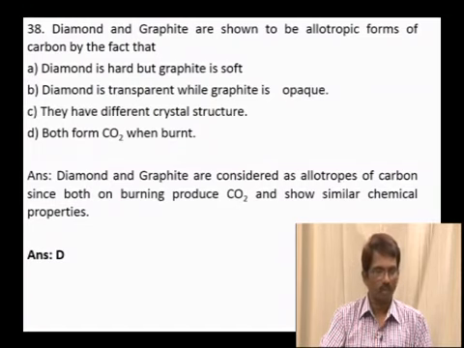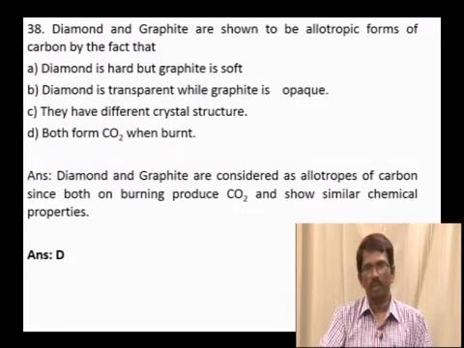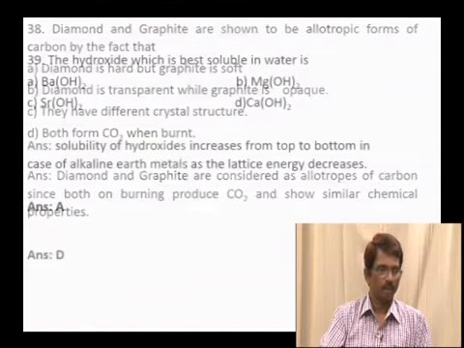Crystal structure may be different, but when both diamond and graphite are burnt, they are the allotropic forms of carbon, and hence the carbon present in both diamond and graphite burns in the presence of oxygen to produce CO2 gas. Because of this similarity in the chemical property, you can consider diamond and graphite as the allotropic forms of carbon, and hence option D becomes the correct answer.